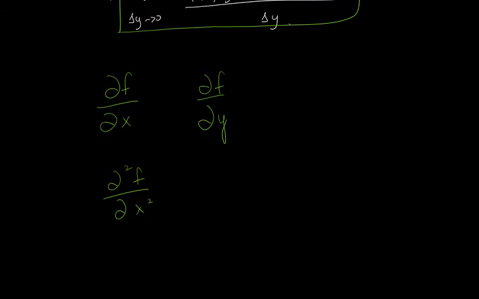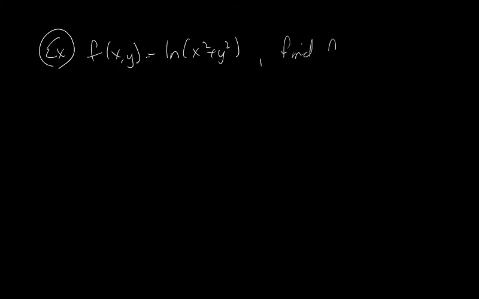First, let's jump in and do some examples using partial derivatives. So for example, let's take f of xy equal to ln of x squared plus y squared, and let's find f sub x and f sub y.